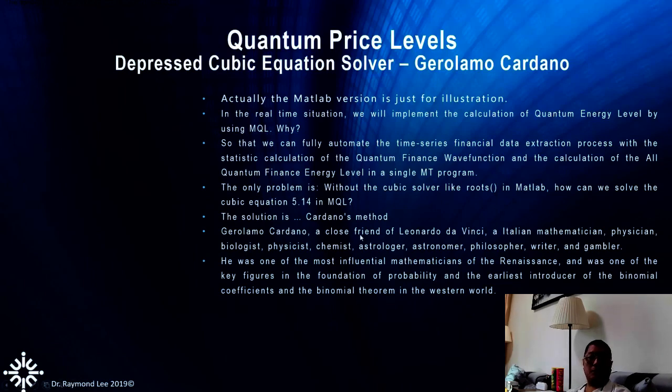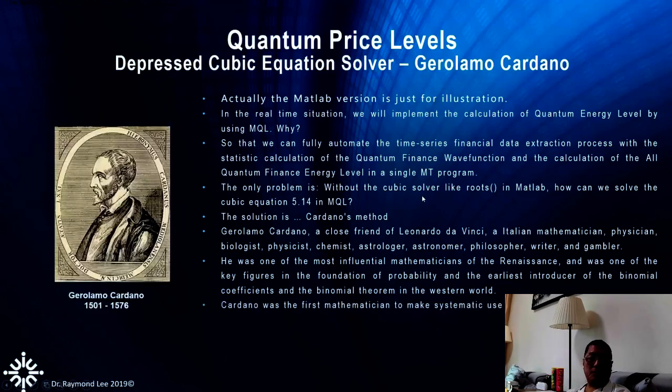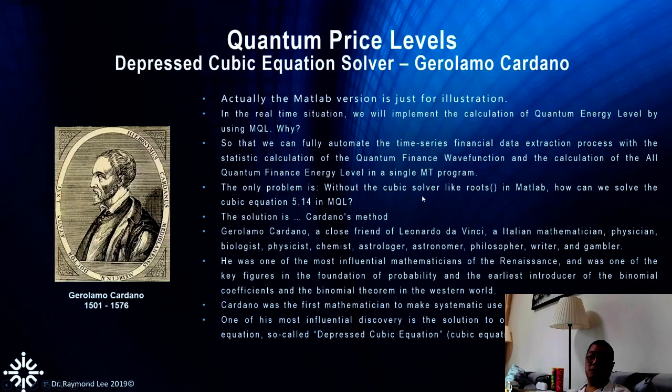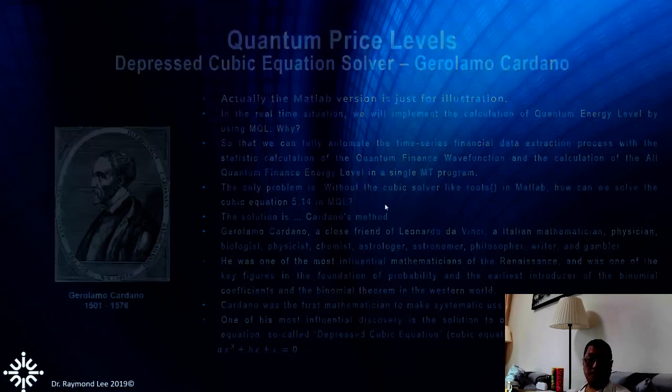And he discovered one important thing, how to solve a depressed cubic equation. A depressed cubic equation is the kind of cubic equation without the quadratic term, the square term. Which means it fits our case, because our equation is a cubic equation without the quadratic term. So you have ax^3 plus bx plus c equal to 0.